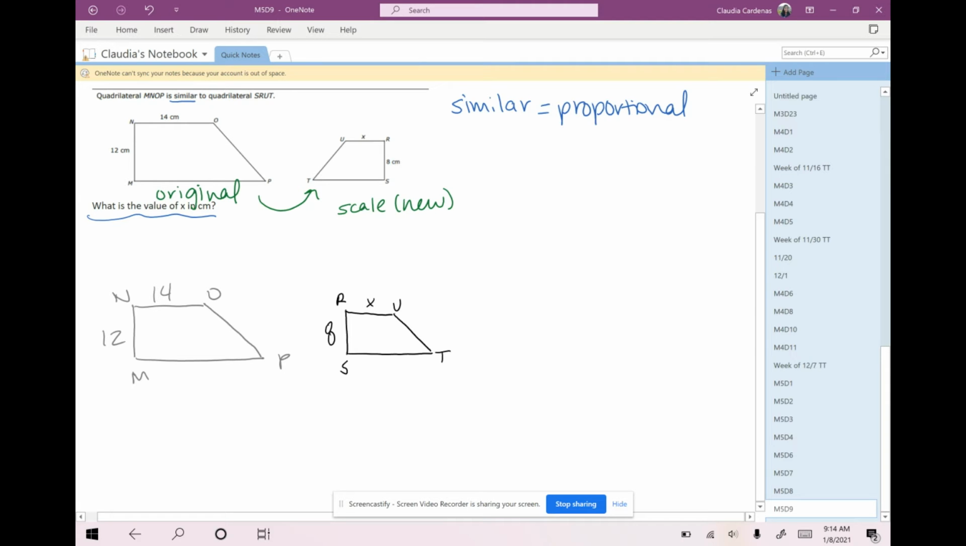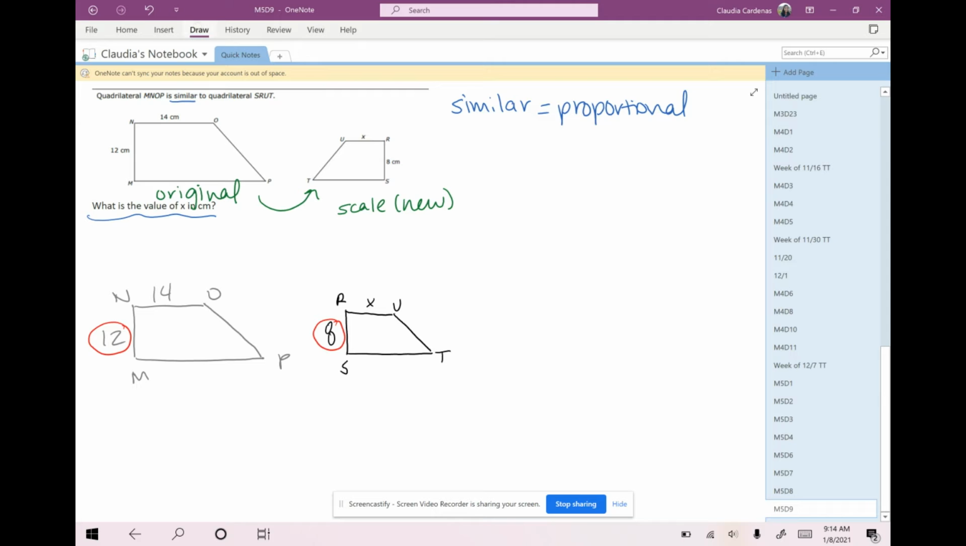Okay, so now that we have redrawn the images, we can now match the corresponding sides by using symbols or colors. Since I have both, I'm going to use both. So I see that MN clearly matches the side RS, right? They are both the straight vertical lines of our shape. And so I am going to circle them with a red circle.